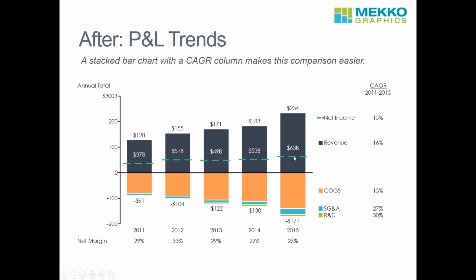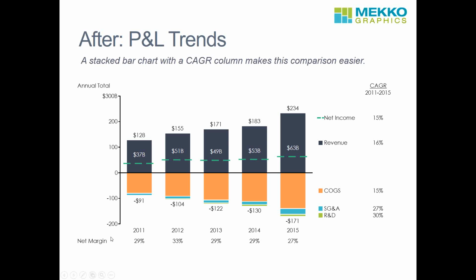And then I add a neat Mekko Graphics feature, the net line, and I use the net line to show net income. And that just appears in each of the bars here. The other thing I did was I added a CAGR column, and the CAGR column allows you to show growth in each of the segments. So you can see that revenue is growing 16%, but my R&D expenses are growing 30% per year. So that's a big call out that you couldn't see in the cluster bar chart.